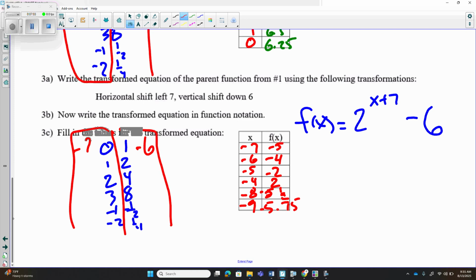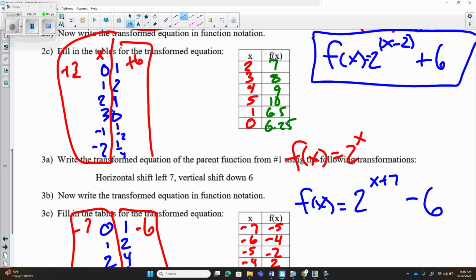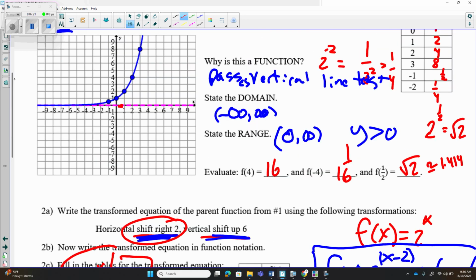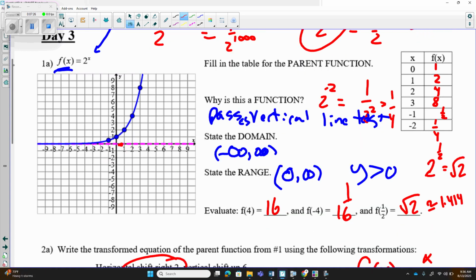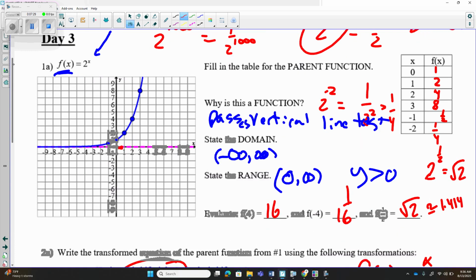Okay? We do need to be able to write it into transformation form. So my parent function, in this case, is f of x equals 2 to the x power. As I said, we will be transforming lots of different parent functions, and this one happens to be the exponential growth. We do have an exponential decay that we'll be talking about in February, in March, so we'll be dealing with that.